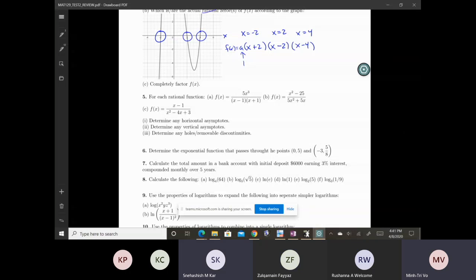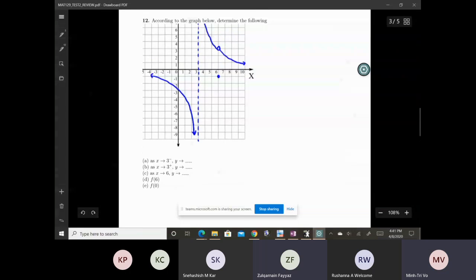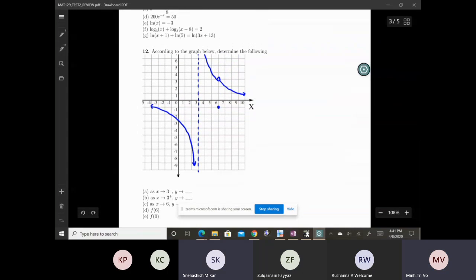And Professor, you already went over 12, right? Yeah, he went over it. Okay, I can look back at that. No problem. I didn't go over the specific problem, but we went over the basic ideas, like how to tell where the vertical asymptote is. Just look at where the graph is bending and so on.